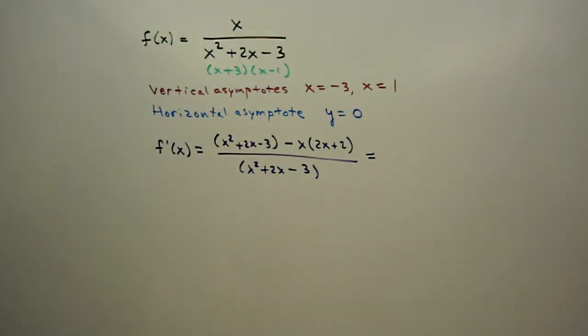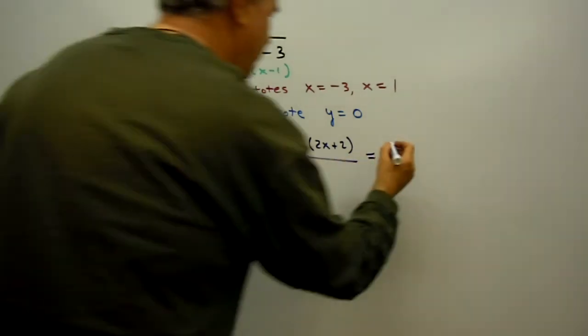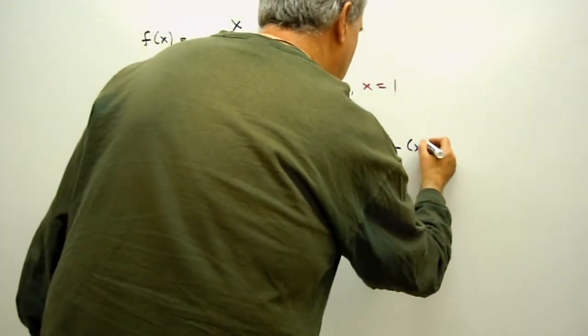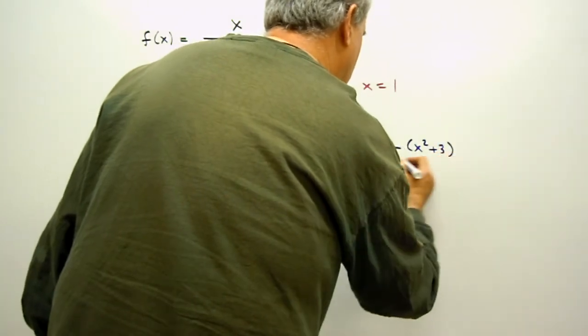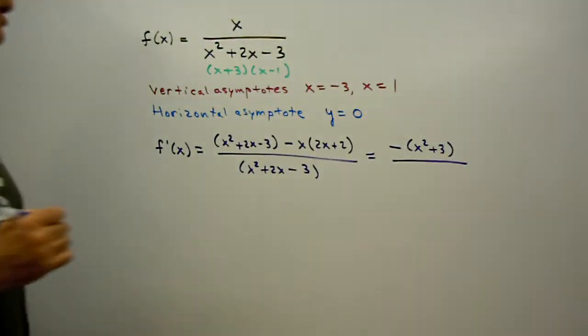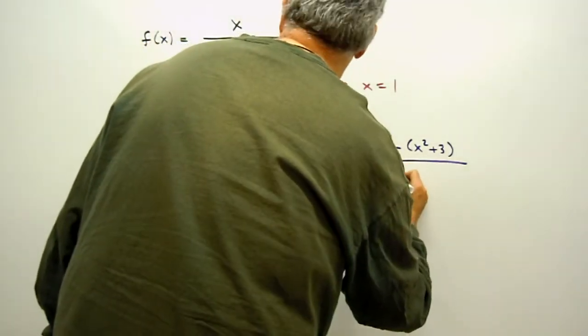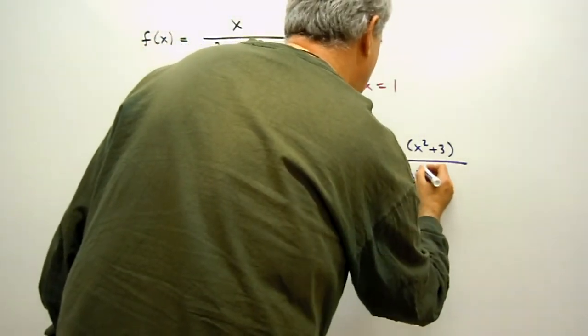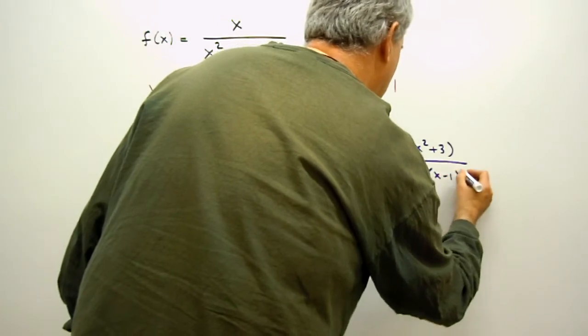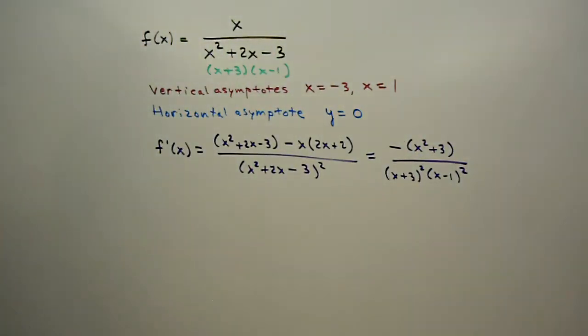Now in simplifying the numerator of the first derivative, this is going to simplify into negative x squared plus 3. And the bottom is going to be factored into x plus 3 squared, x minus 1 squared.